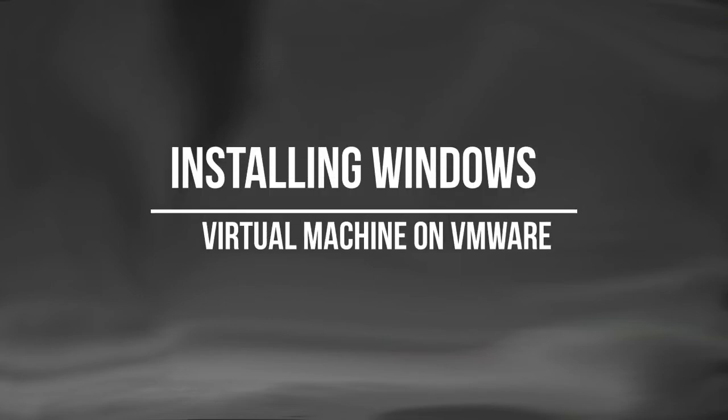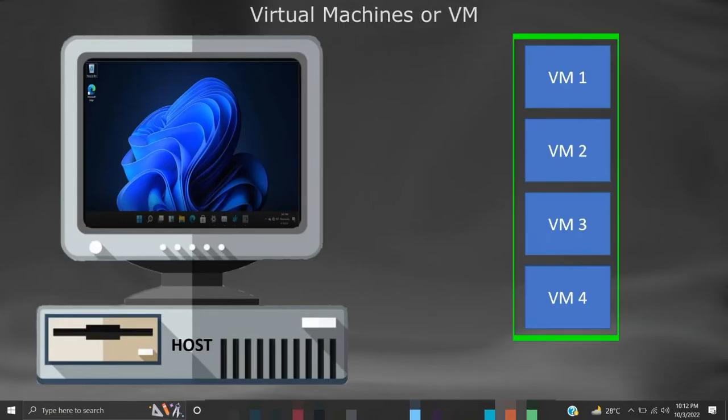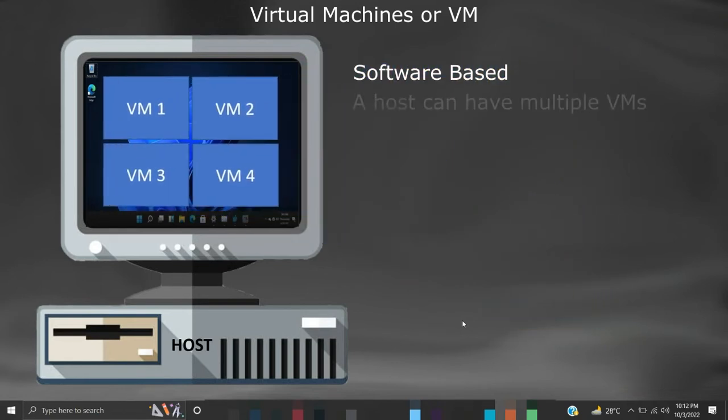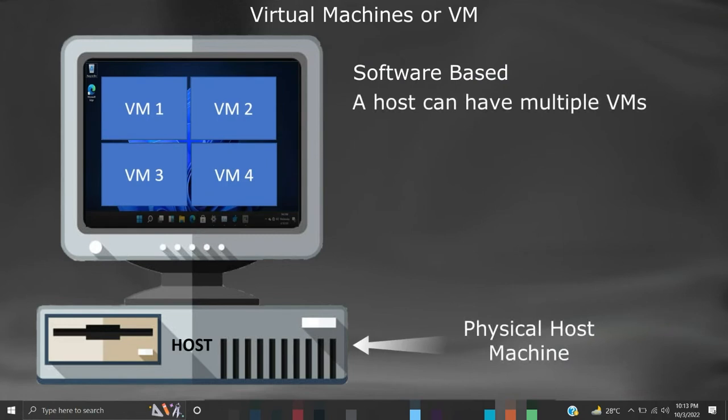Installing Windows Virtual Machine, using VMware Workstation Player. A virtual machine, or a VM, uses software instead of a physical computer to run programs and deploy apps. One or more virtual machines can run on a physical host machine.